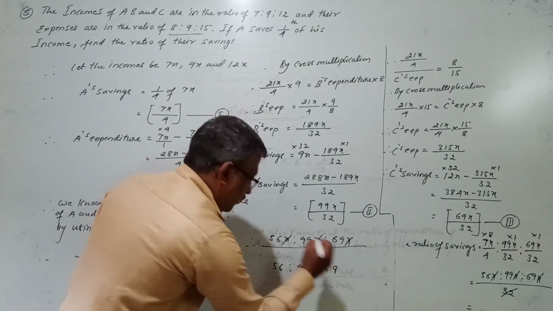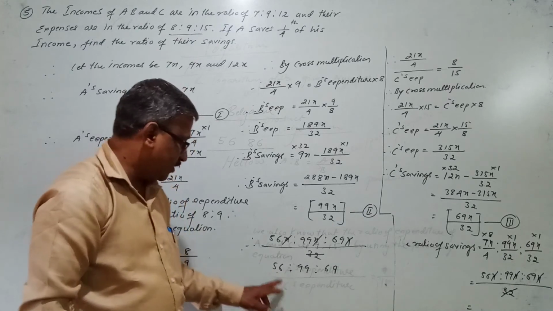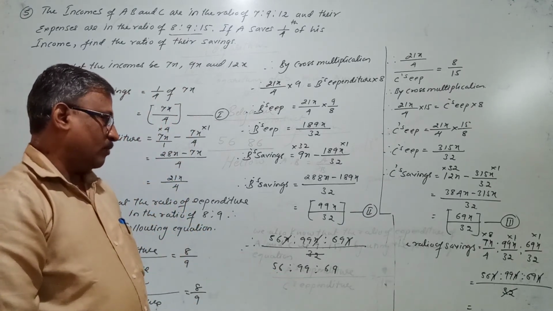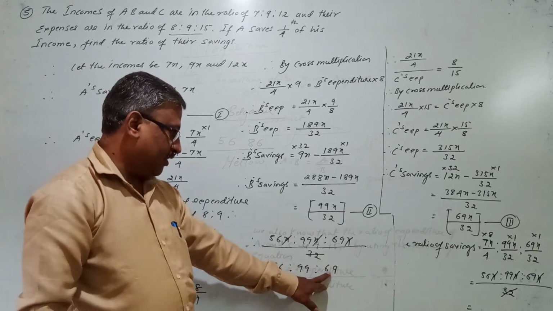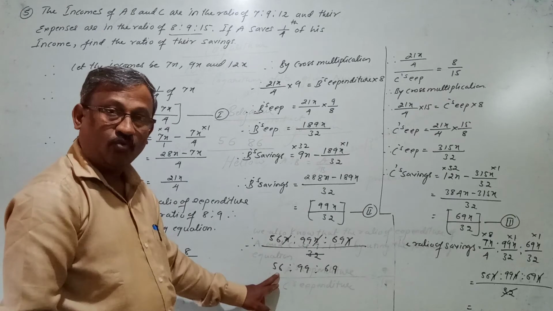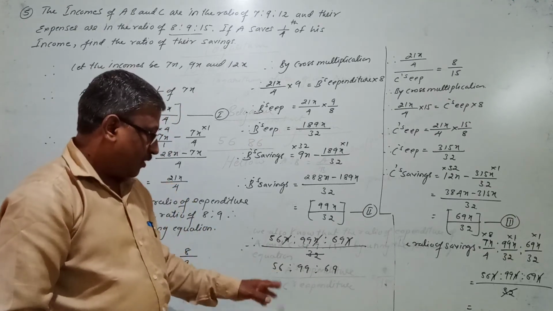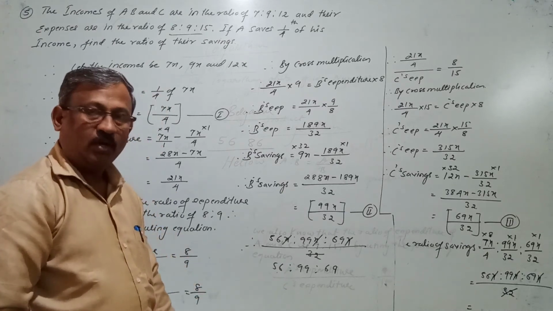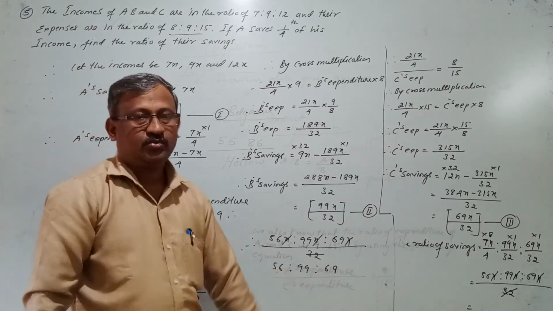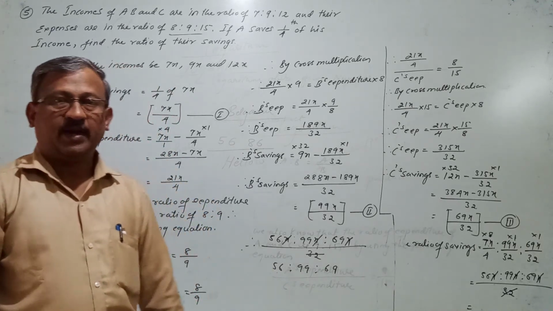Further, if these numbers are divisible we divide, but 56, 99 and 69 are not divisible by a common number. These two numbers are divisible by 3, but this number is not divisible by 3. This number is divisible by 4, but these two numbers are not divisible by 4. So further division is not possible. So my ratio comes to 56 is to 99 is to 69. This is called the ratio of savings of A, B and C.